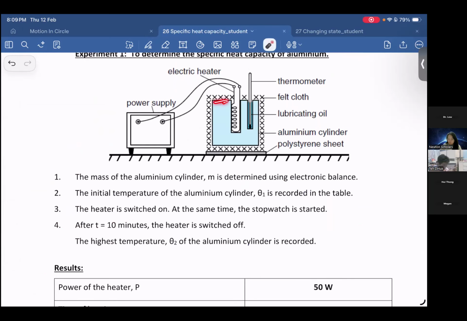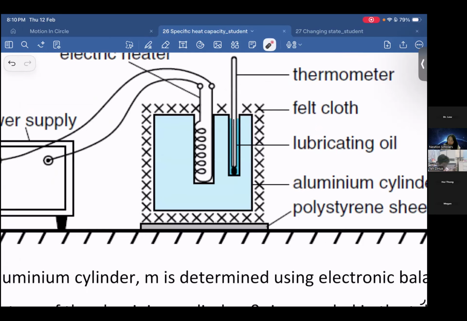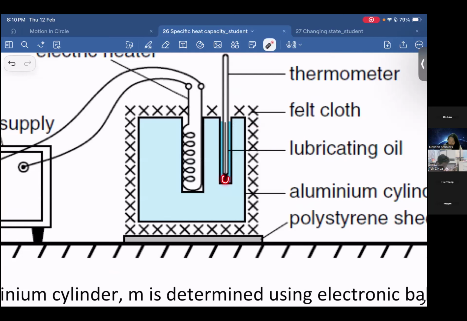This is an aluminium block with 2 holes. One hole is for us to put the heater, to heat the aluminium. The heater has a power supply. Then this is the part for us to put the thermometer. You see the thermometer here only has a small contact with the aluminium block.